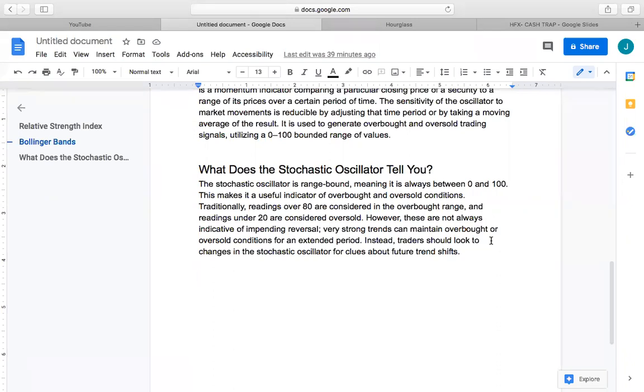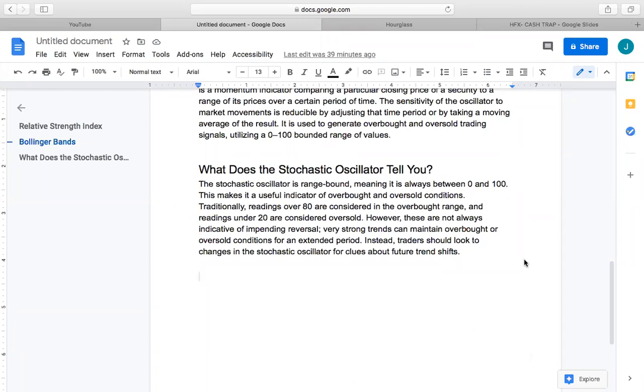Now here comes the cons, all right? Very strong trends can maintain overbought or oversold conditions for an extended period. Instead, traders should look to changes in the stochastic oscillator for clues about future trend shifts. Okay, keyword, it says clues.